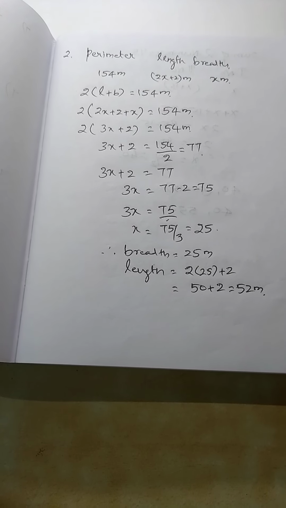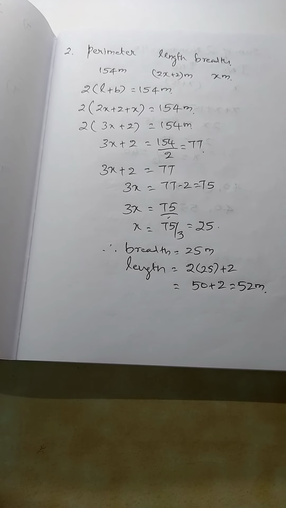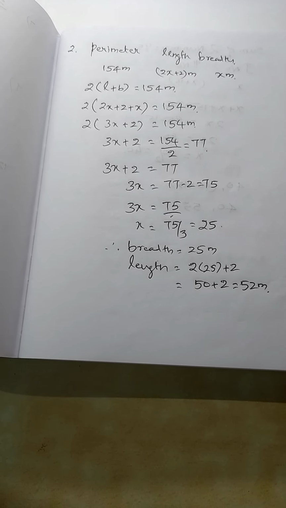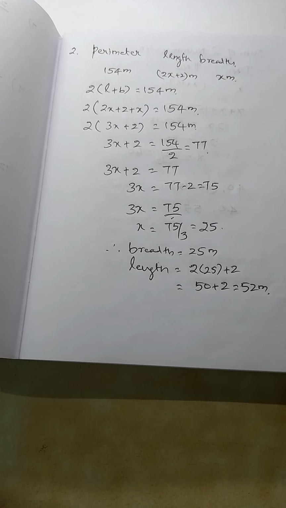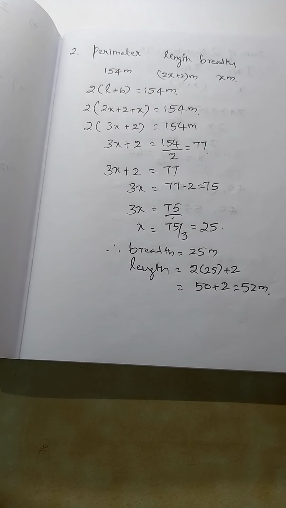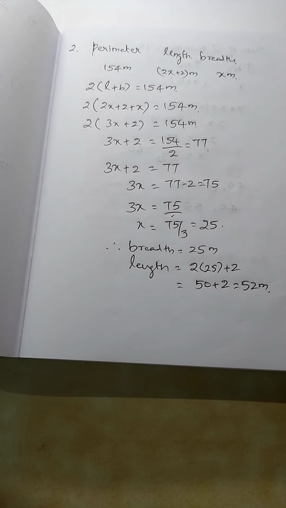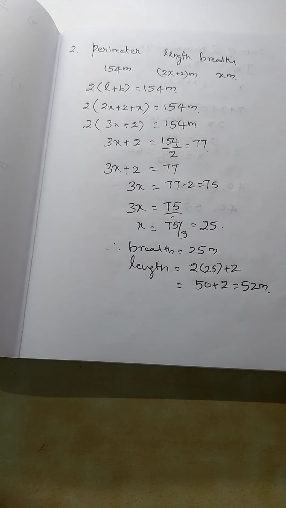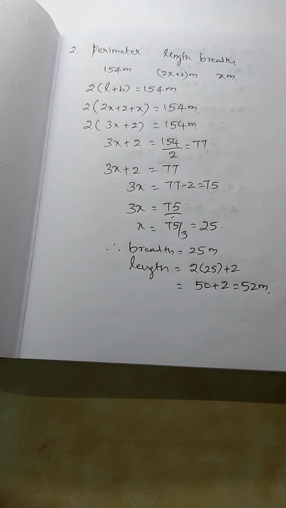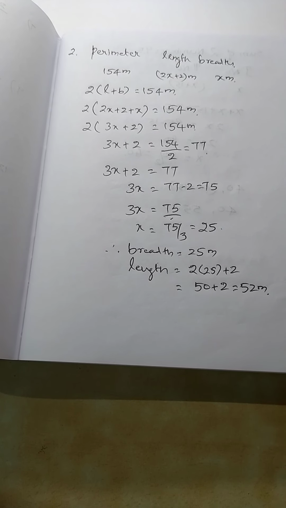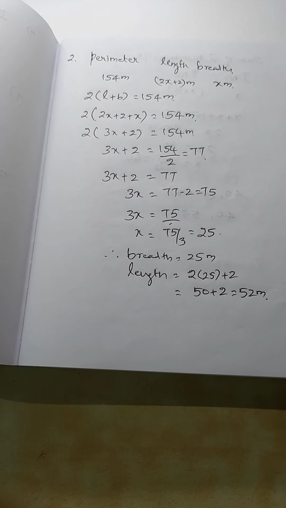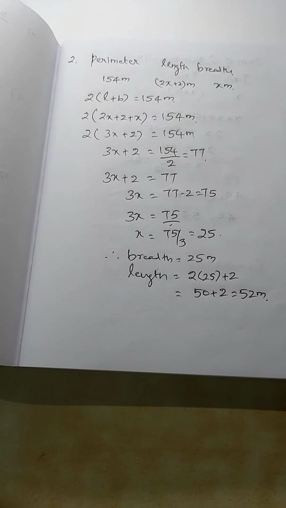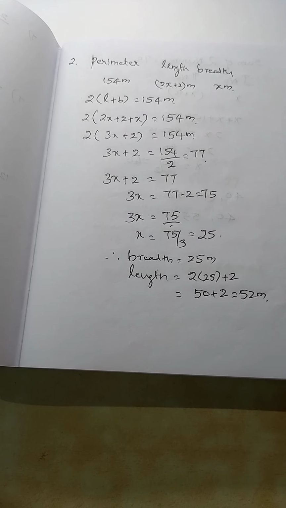So substitute your length and breadth in the above formula. So it becomes 2 into 2x plus 2 plus x, that gives 154. So add that inside the bracket, so it becomes 3x plus 2. So 2 times of 3x plus 2 is 154. Bring that multiplication to this side, so it becomes a division by 2, so that goes around 154 by 2, which is 77. So 3x plus 2 is 77, so 3x becomes 77 minus 2, which gives you 75. So 3x is 75, so x becomes 75 by 3, that becomes 25.